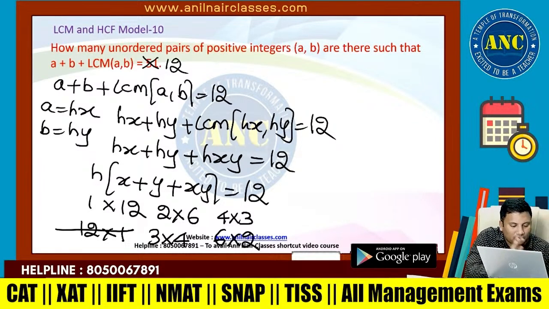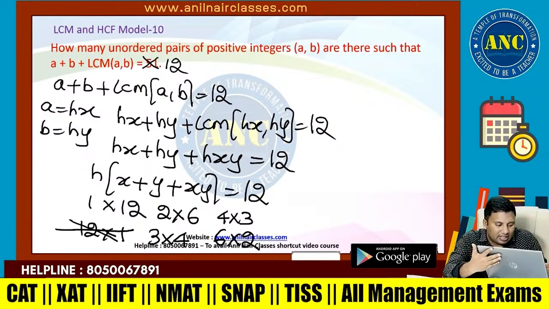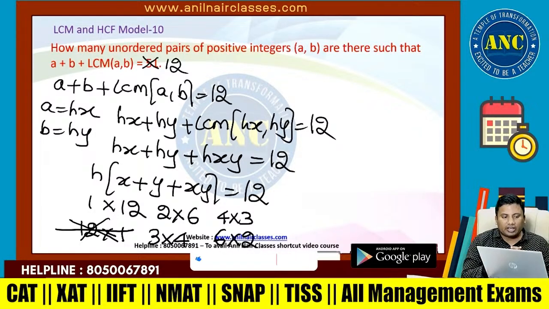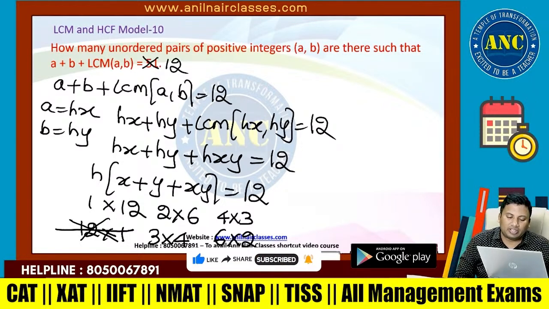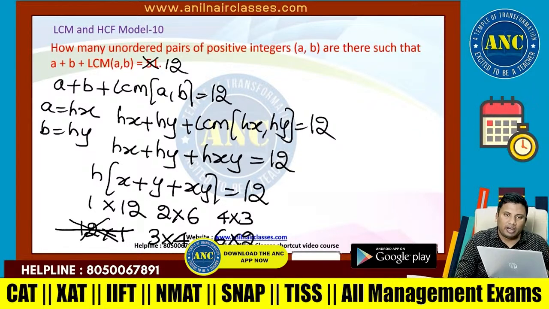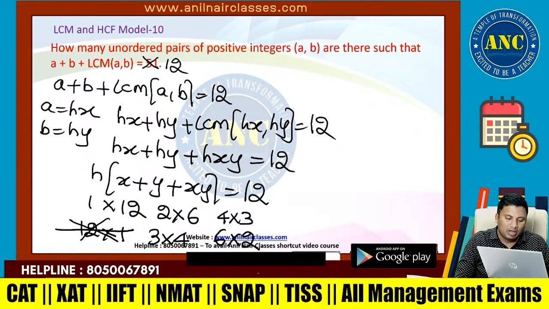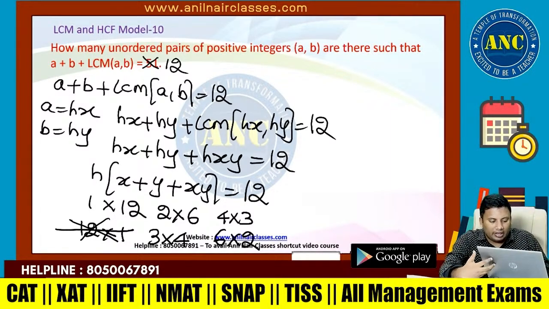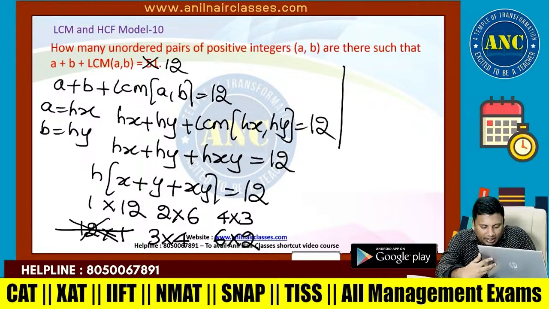Maheshwar Reddy, have some patience. 1 into 12, 12 into 1, 2 into 6, 3 into 4. This case is eliminated. Now I will take it in the next slide. Till here is it clear? A is Hx, B is Hy. Hx plus Hy plus LCM of Hx, Hy is 12. H into x plus y plus xy is 12. 1 into 12, 2 into 6, 3 into 4, 4 into 3, 6 into 2 and 12 into 1. Remember, right now I will write it.